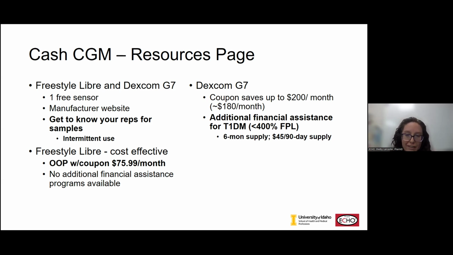The caveat with this is it's only a 6 month supply that they'll be providing. So our patients that have type 1 diabetes, it's only going to cover them for half of the year, and then they kind of have to figure out what to do for the rest of the year. And it's not free. It's $45 for a 90-day supply or $90 to cover that 6 month supply. And the coupon that they have really only saves up to $200, maybe $210 a month. So it brings it down to like 180, and that's pretty high for our patients. So these are some of the options that we have come across within Family Health Services, and hopefully that will be helpful for you as well.